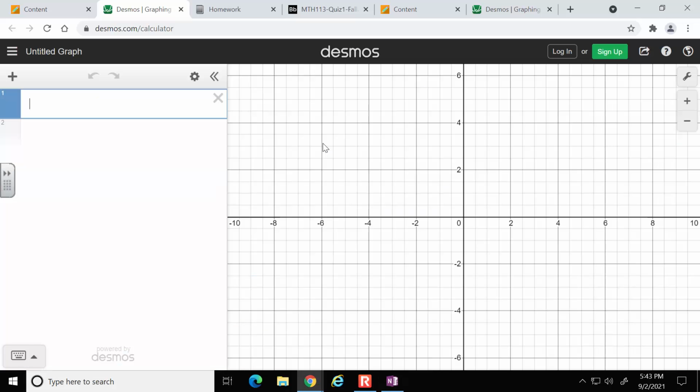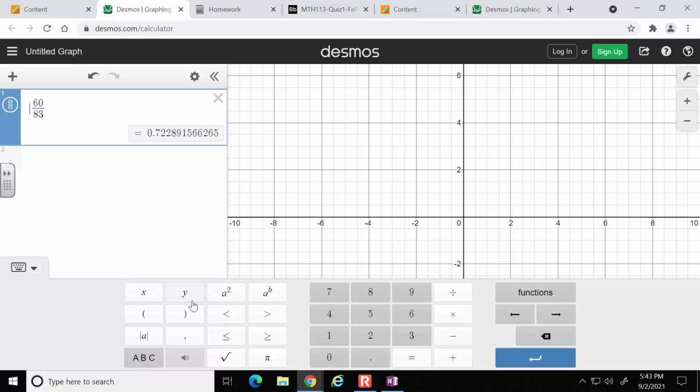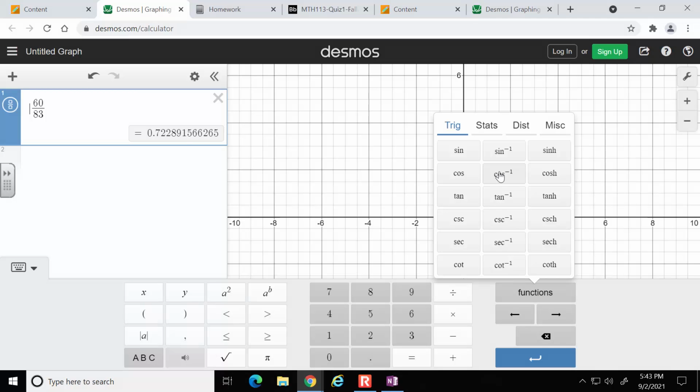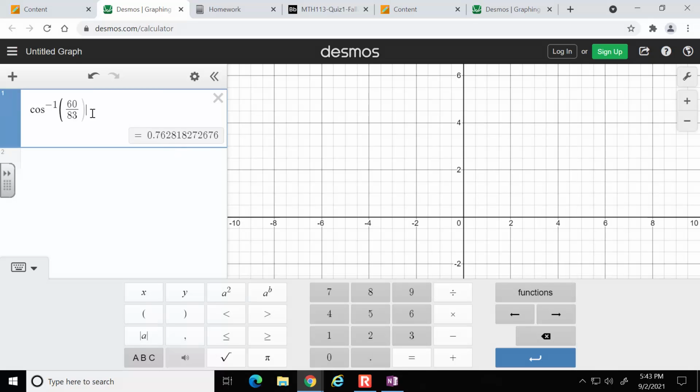And I've got 60 divided by 83, and I get this number for 60 divided by 83. But I want to take the inverse cosine. I'm not sure how that is on this calculator. And it's probably going to be in radians. I really don't like using this calculator apparently. Well, on this calculator at least, I'm getting a value of 0.7628.